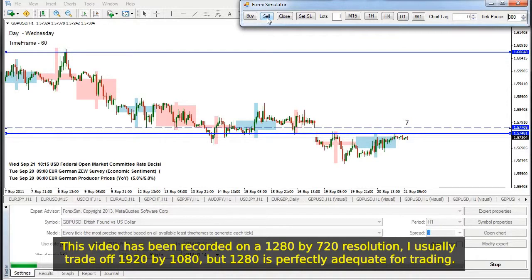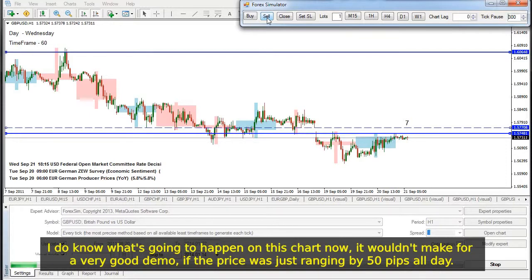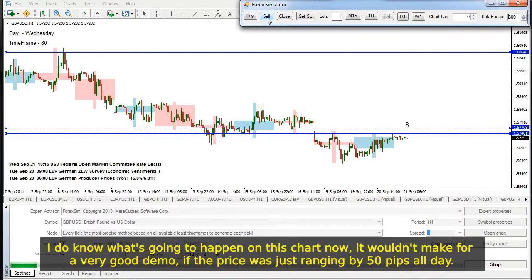from that extra volatility. This video has been recorded on a 1280 by 720 resolution. I usually trade off 1920 by 1080, but 1280 is perfectly adequate for trading. I do know what's going to happen on the chart now. It wouldn't make for a very good demo if the price was just ranging by 50 pips all day.